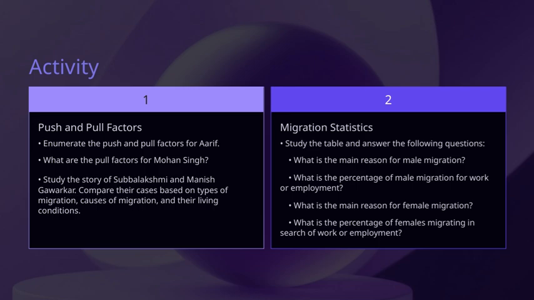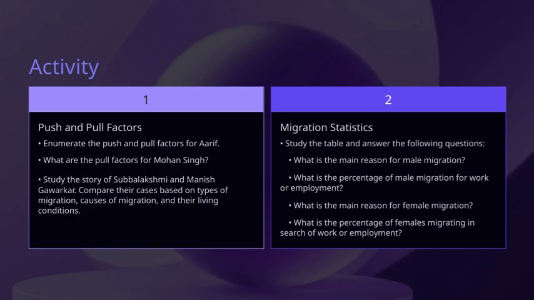Moving on, what about males? What percentage of male migration is also for work or employment? Usually, males migrate mainly for jobs, but analyzing the exact figures gives us a clearer picture. Now, let's look at the story of Subbulakshmi and Manish Gawarkar. By comparing their cases, we can better understand the different types of migration, whether it's rural to urban, for better livelihood, or other reasons, and see how their causes of migration influence their living conditions.